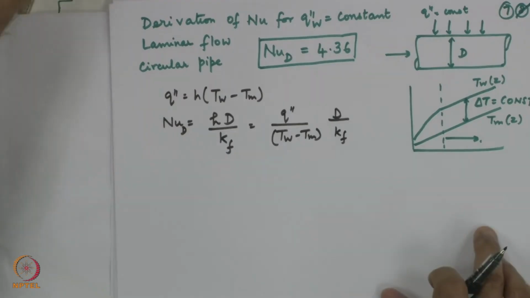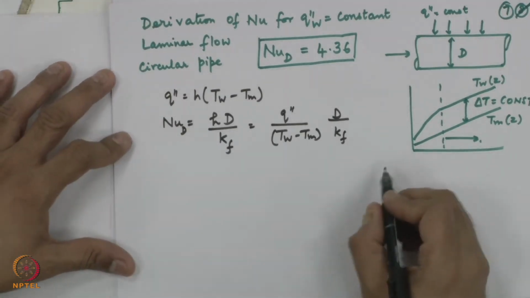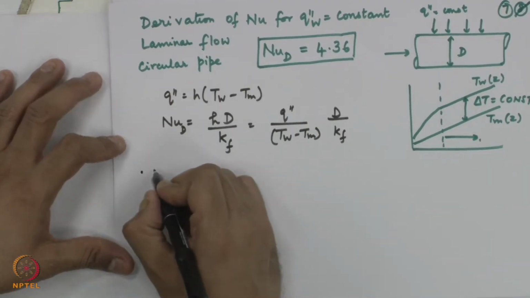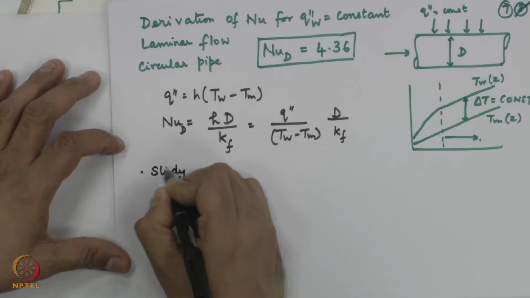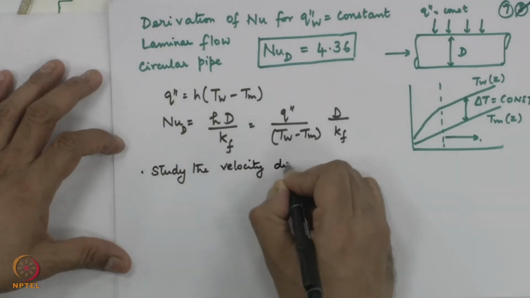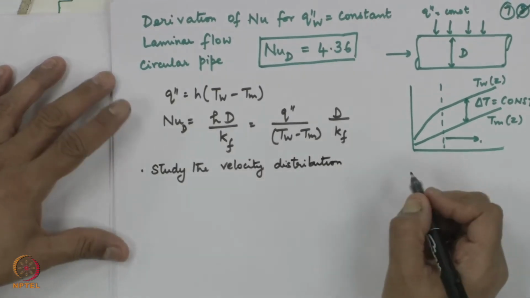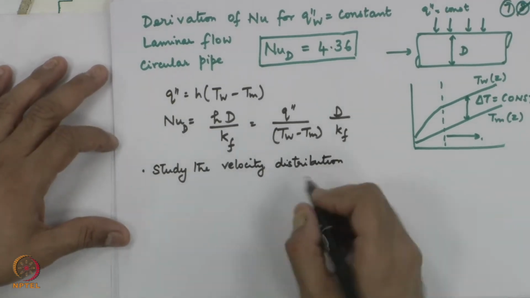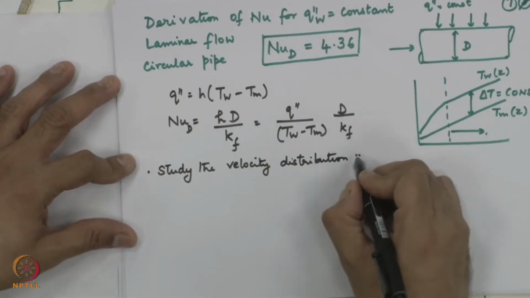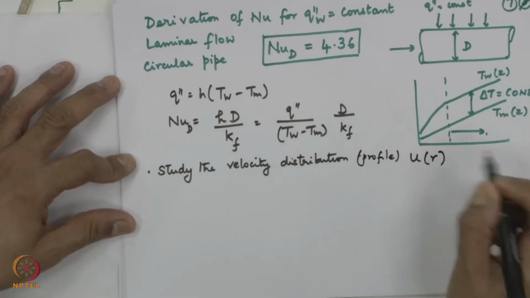So, if I have a circular pipe, we are going to start off with the steps involved, which are to study the velocity distribution. This has been done in fluid mechanics, but most students would have forgotten this, so we will have to redo this for the students. Velocity distribution or velocity profile for laminar flow through a circular pipe.